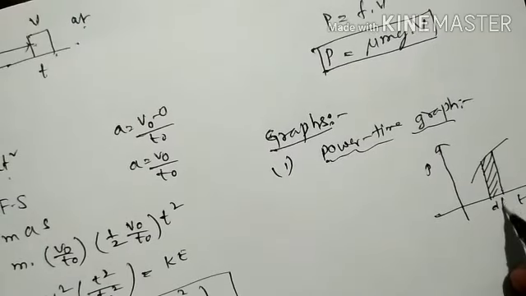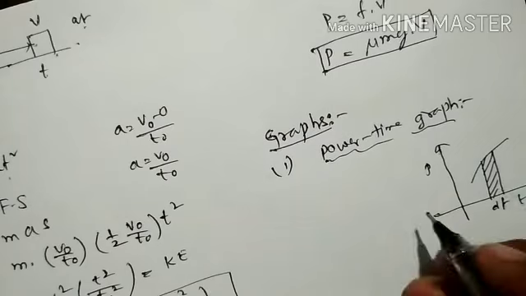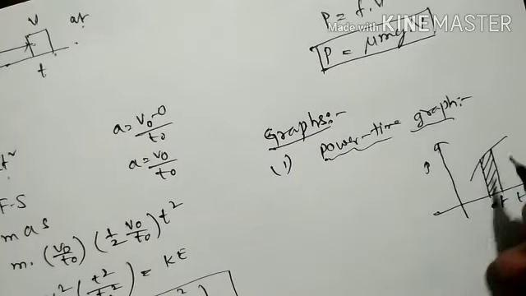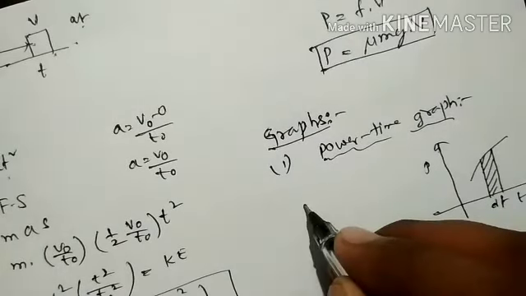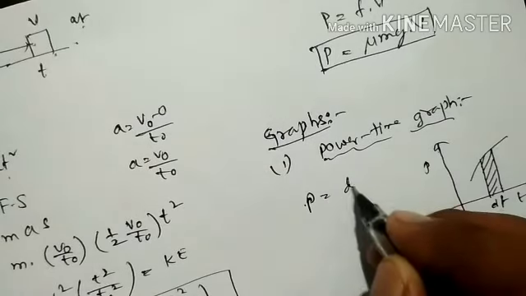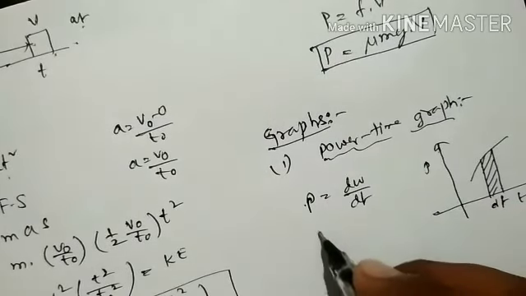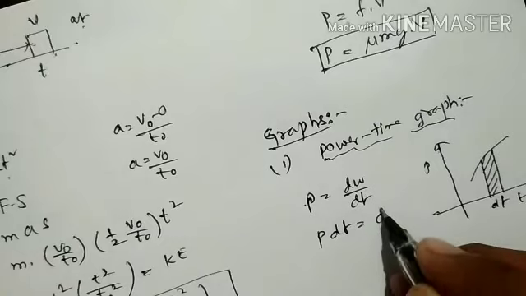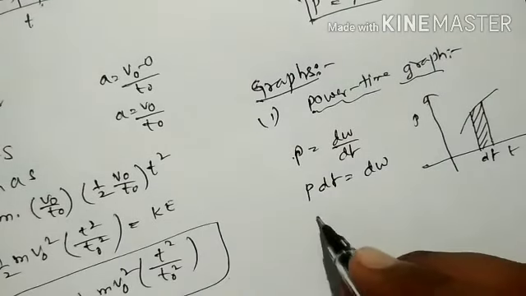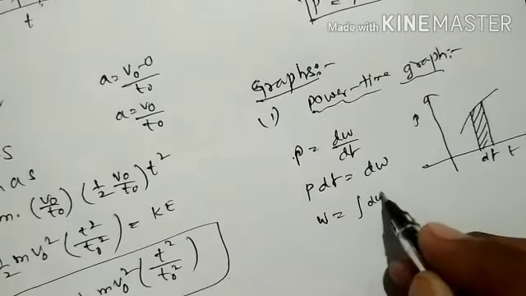So this is dt. So you can consider power into time. So the area of this one is at a given time. So P is equal to dw by dt, or you can also write P dt is equal to dw. Suppose you want to find the work done, W is equal to integral dw.